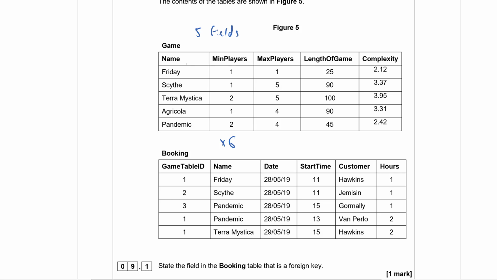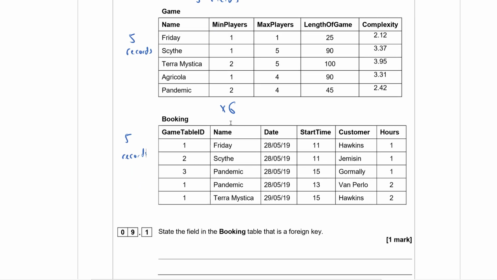The fields are the columns of the tables, and records are the rows. So game has got 5 rows, so 5 records, and booking has got actually 5 as well. I don't know if that's going to get asked about, but I just want to make sure those words are clear. Field column, record row.